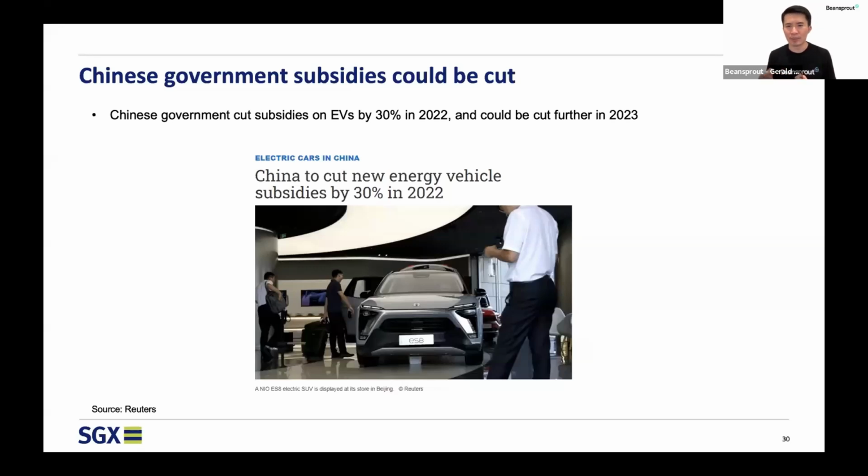If it is going to be cut further, that could actually dampen the demand for a period of time, because the pricing wouldn't be as attractive compared to other vehicles. But for now, there hasn't been any news about whether these subsidies will be cut further, which is why this is something that we will keep a very close lookout for.